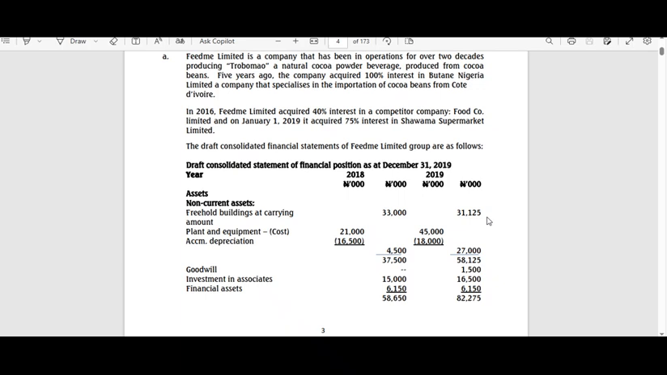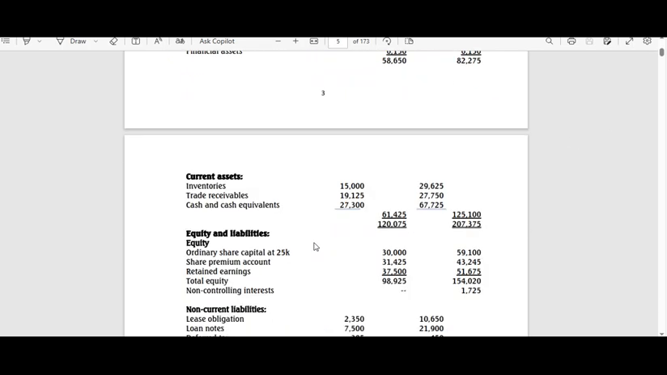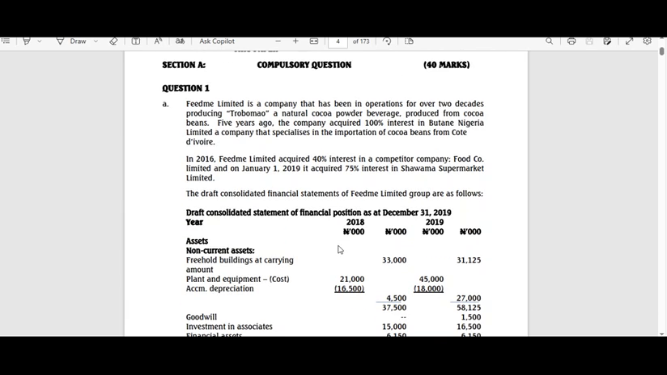Now the movement in working capital. That is our current assets and current liabilities. So this is our inventory, 29,000 minus 15,000. Did we purchase the company during the year? When did we purchase it? In 2016, we acquired 40%, right?